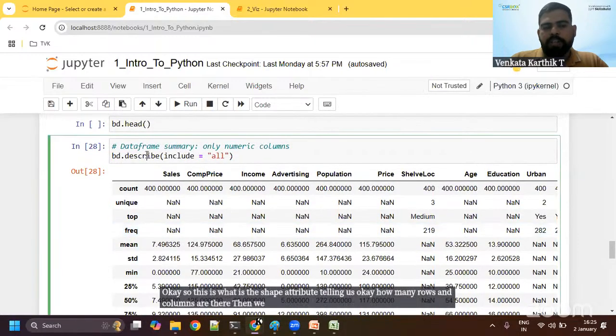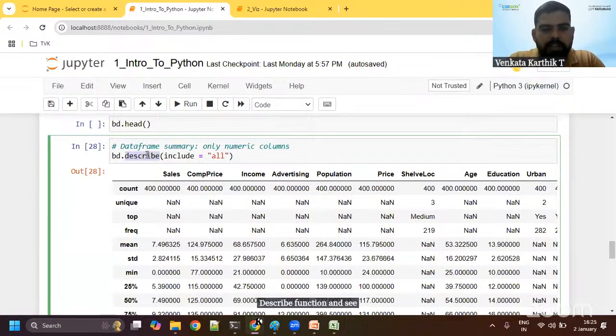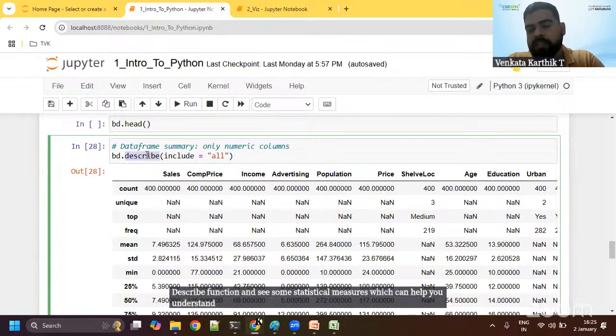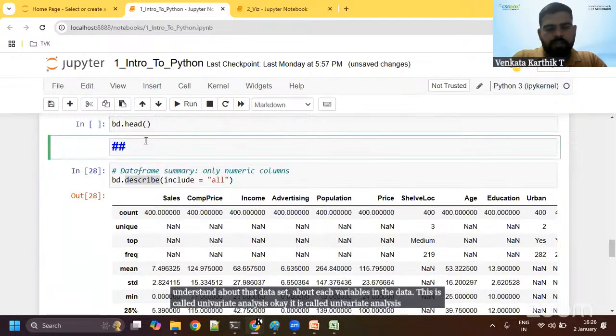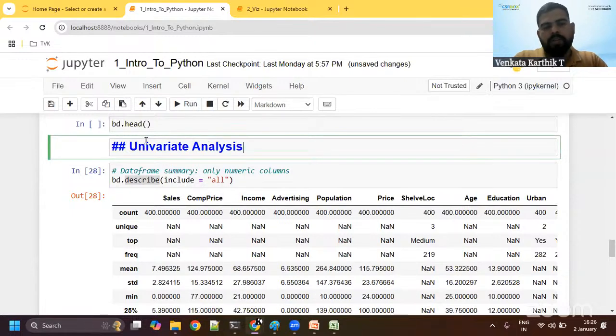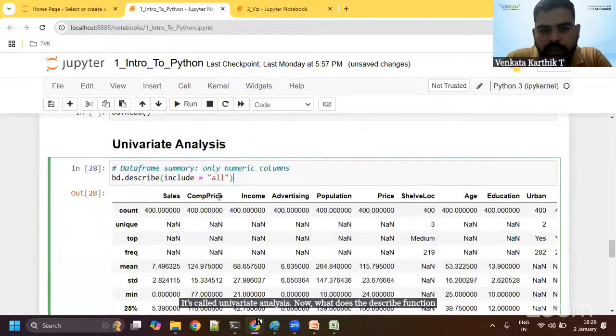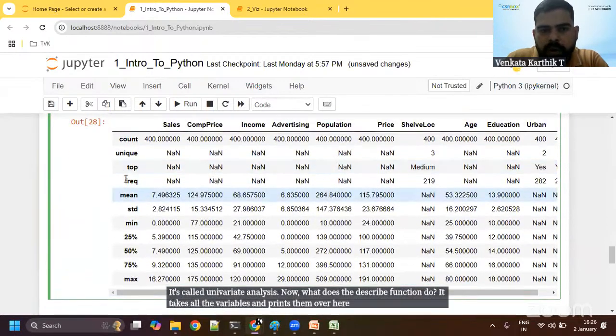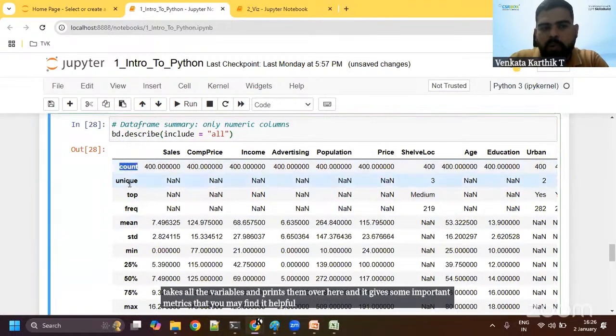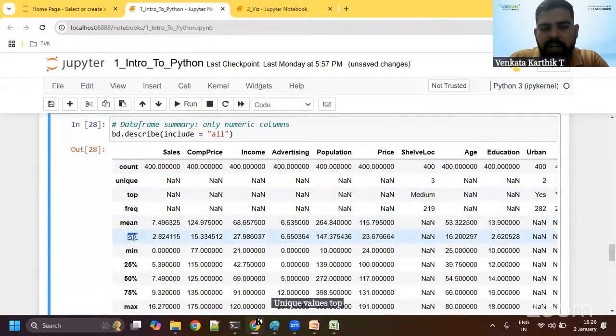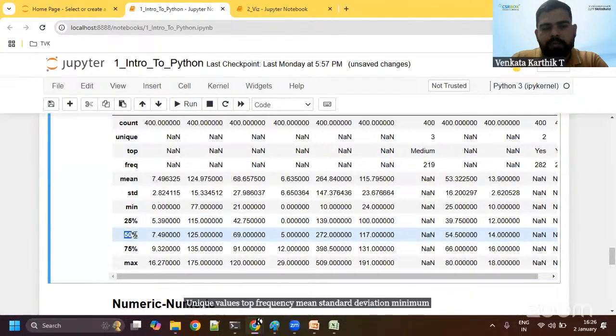Then we discussed a function called describe. Whenever you are given a data set, you can use this describe function and see some statistical measures which can help you understand that data set, about each variable in the data. This is called univariate analysis. Now, what does the describe function do? It takes all the variables and prints them over here, and it gives some important metrics that you may find helpful. It gives you the count, unique values, top, frequency, mean, standard deviation, minimum, 25th percentile, 50th percentile, 75th percentile, and maximum.